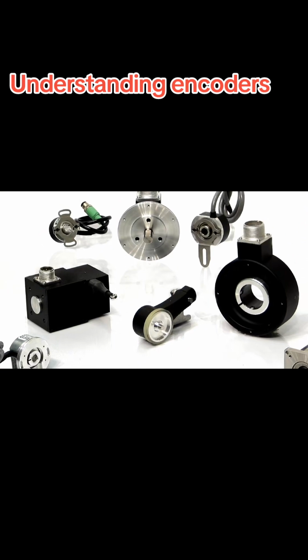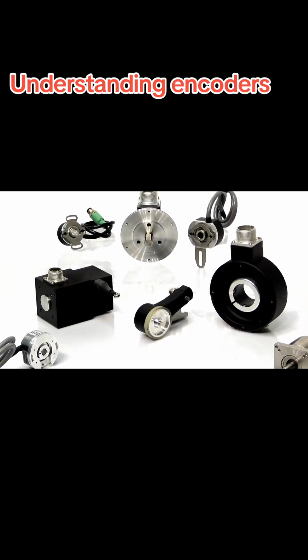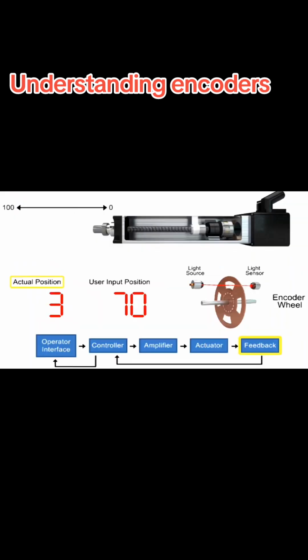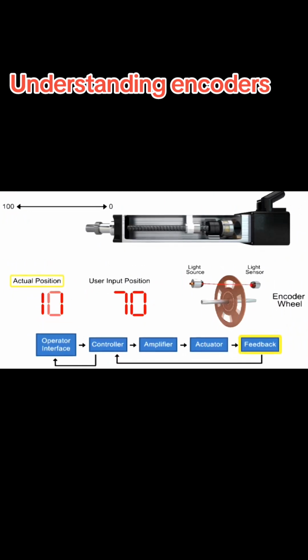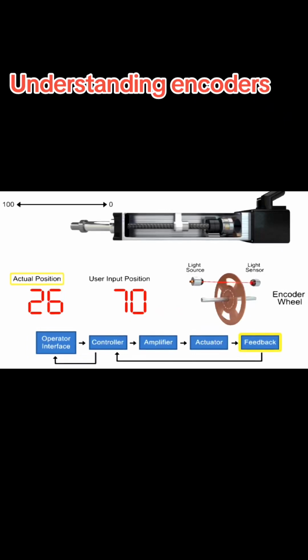So what is an encoder? An encoder is an electromechanical feedback device that provides information about things like position, count, speed, and direction. Encoders provide signals that are received by a control device in order to perform a specific function.